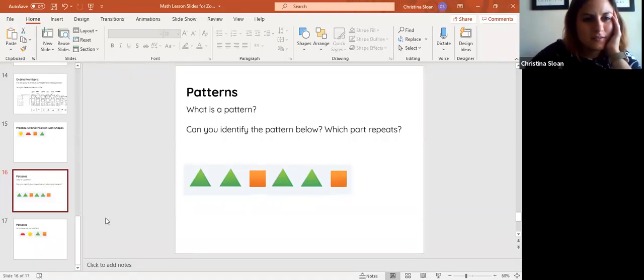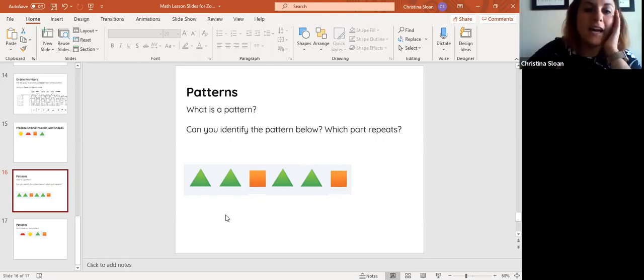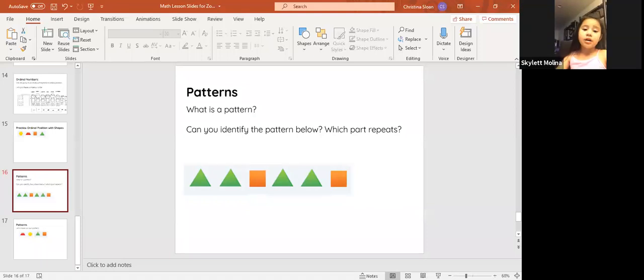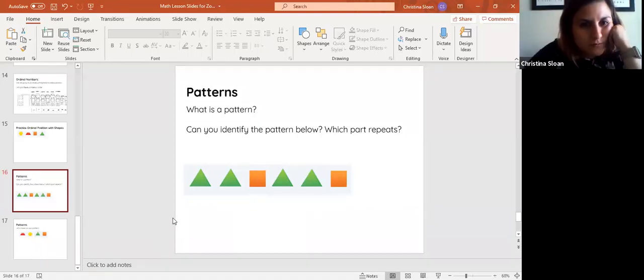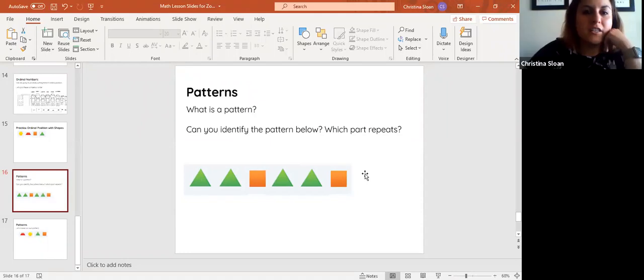You have to put 2 first and 1 second. Okay, so there is an order to the pattern. Very good, that's right. So patterns have an order. Skyla, I see your hand popped up too. What else do you remember about patterns? Square, triangle, triangle, square, triangle, triangle, square. So very good. So that's this here.